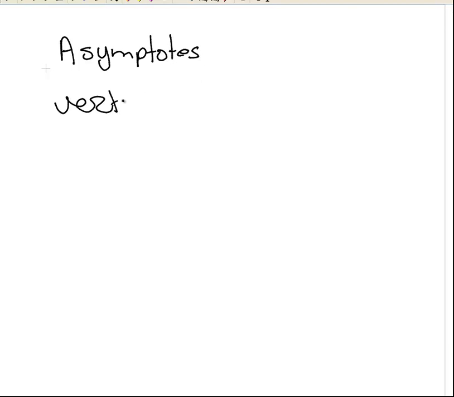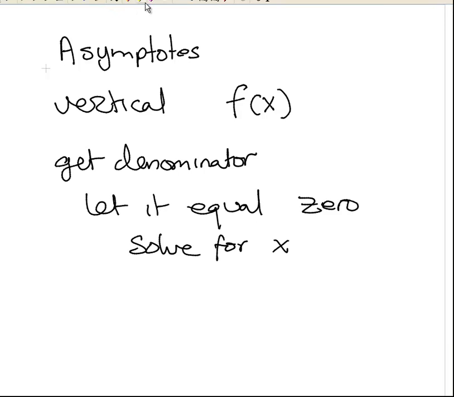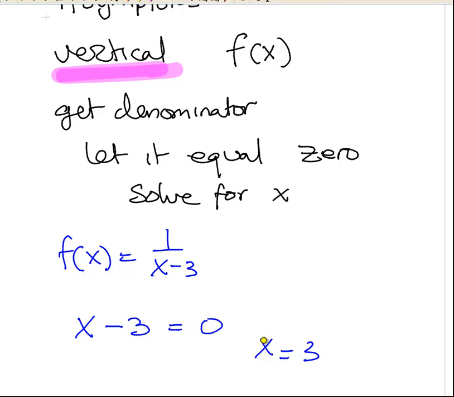So the vertical asymptote of f of x: essentially get the denominator, let it equal to 0, and solve for x. That's how you get the vertical asymptote. In this case, our function is f of x equals 1 over x minus 3. So we get the denominator, x minus 3, let it equal to 0, and therefore x is equal to 3. So that is our vertical asymptote.